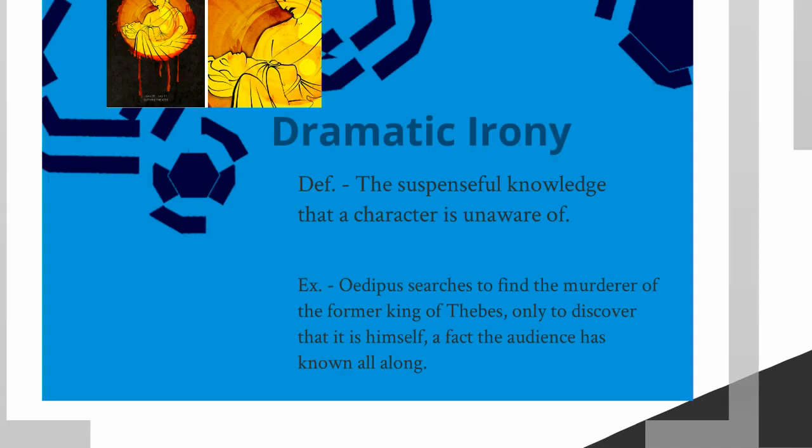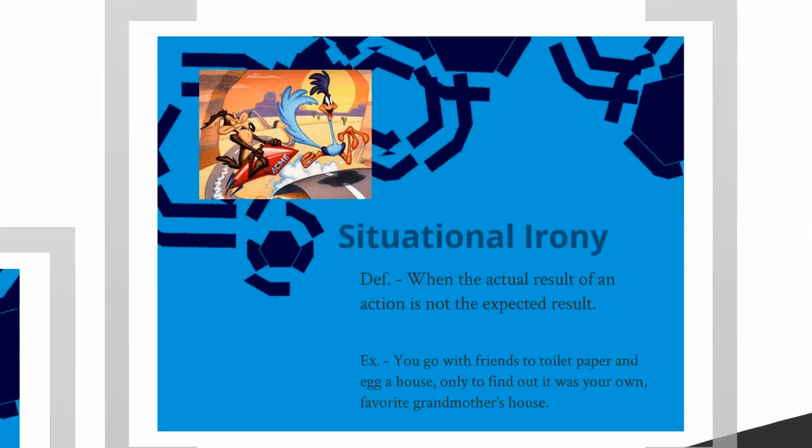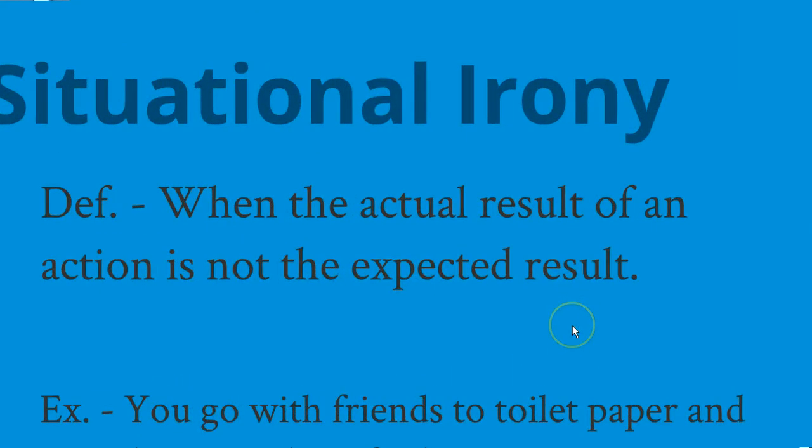The third type of irony you're probably very familiar with if you grew up watching cartoons, and that's situational irony. Situational irony is when the actual result of an action is not the expected result. When what happens is not what we expect to happen.